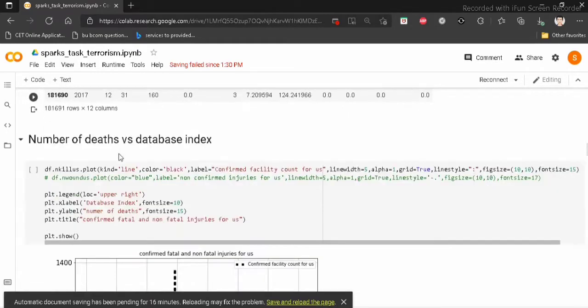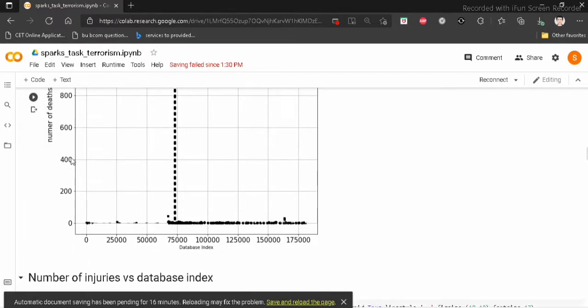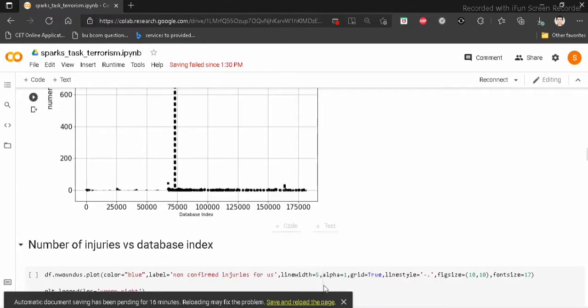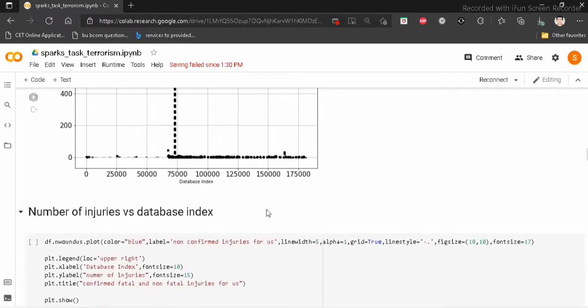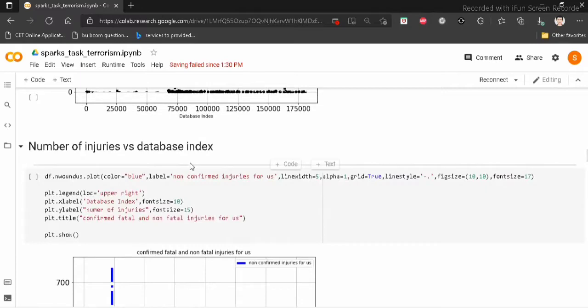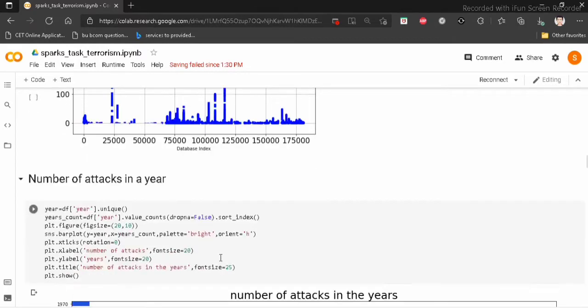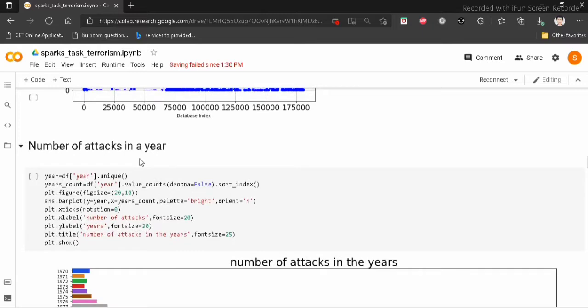Number of deaths versus the database index in the United States. I have plotted a graph. On the y-axis there are the number of deaths, and on the x-axis we have the database index. We can see that most of the points are clustered. Next is the number of injuries versus the database index. Here the y-axis is representing the number of injuries and the x-axis the database index. The actual global terrorism visualization begins here.